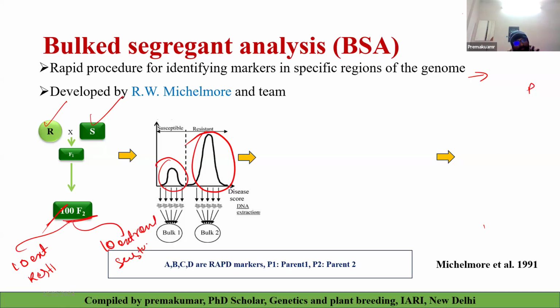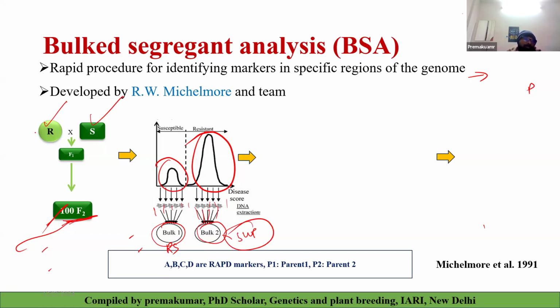You take 10 extreme resistant and 10 extreme susceptible from 100 F2. You just genotype them only. Then take 10 individuals, bulk the DNA samples into one, and bulk the DNA samples from the other 10 extremes into another bulk. This is called the resistant bulk. This is called the susceptible bulk.